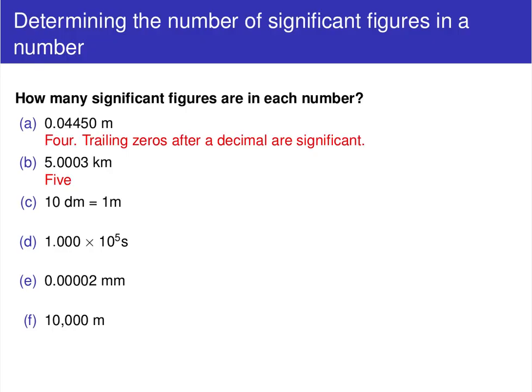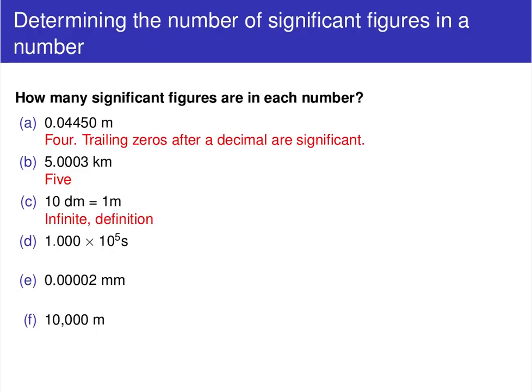Now with C, I'm presenting a definition. There's 10 decimeters in 1 meter. So because it's a definition, that means this is a defined quantity. Right? There's no measurement involved. There's an agreed upon definition. There's an infinite number of significant figures.